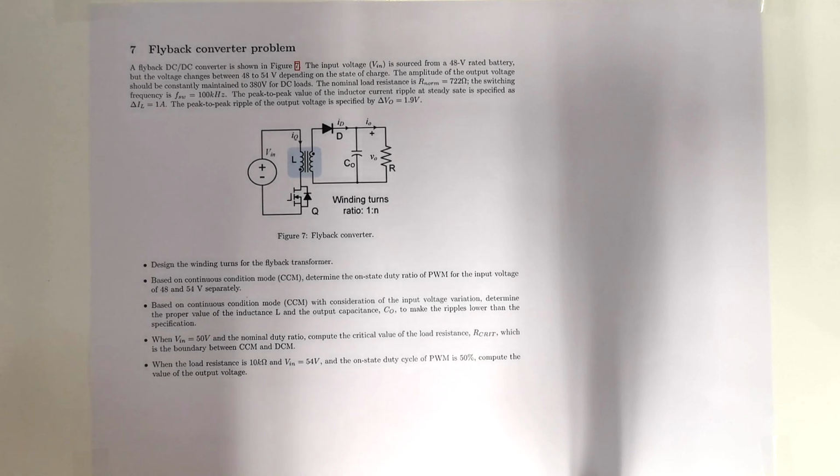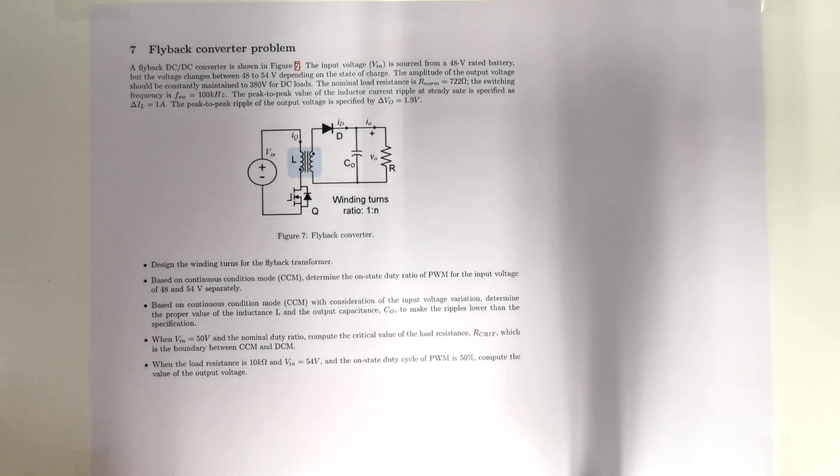Alright, so let's do this flyback converter problem together. This flyback converter has an input voltage of 48 volts, and the input voltage can float from 48 to 54, and our output voltage is 380 volts. The nominal load resistance is 722 ohm, and the switching frequency is 100K. The current ripple is 1 amp and the voltage ripple is 1.9 volts.